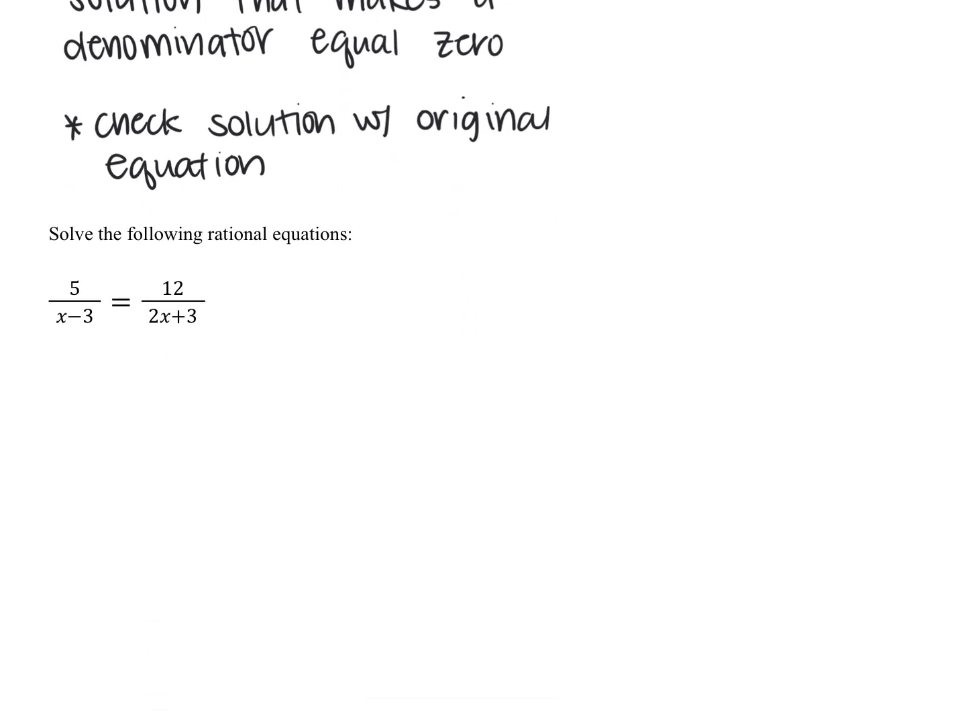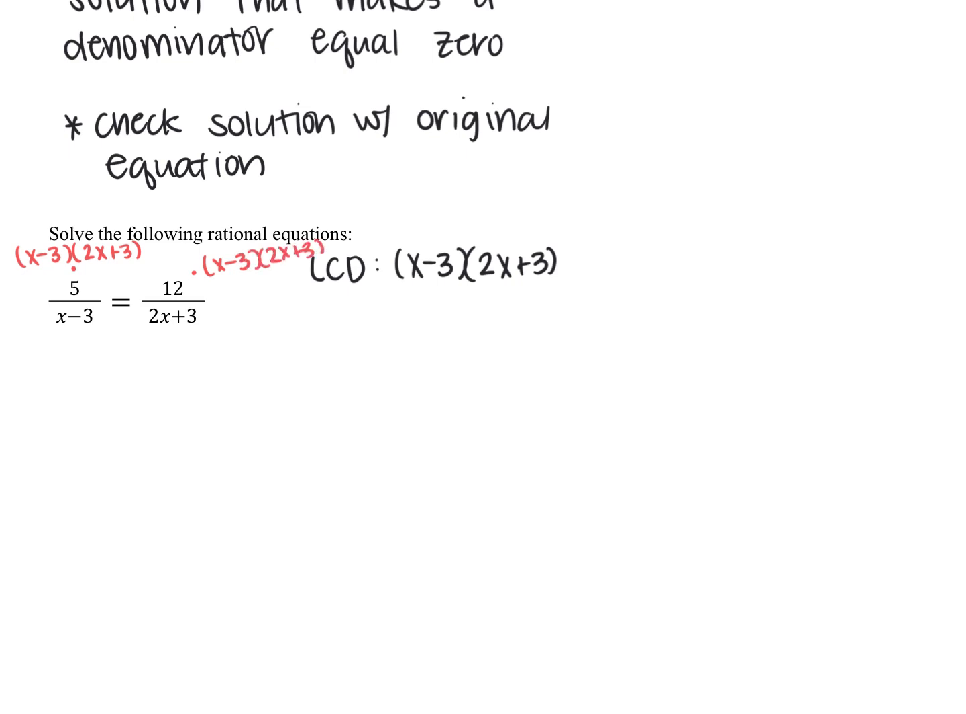So let's take a look at our first example. So we have 5 over x minus 3 equals 12 over 2x plus 3. So in this case, when I'm identifying my LCD, my denominators are already factored, and the only things in my denominators are x minus 3 and 2x plus 3. So we're going to go ahead and multiply our numerators by the entirety of the LCD. So it is a little bit different from adding and subtracting, where we only multiplied by what was missing. In this case, we're going to always multiply by the entirety of the LCD.